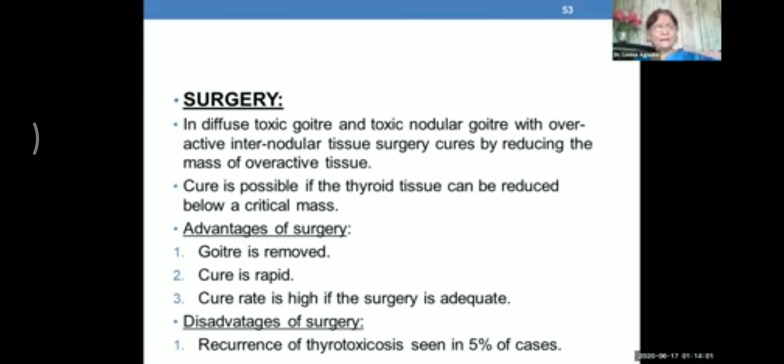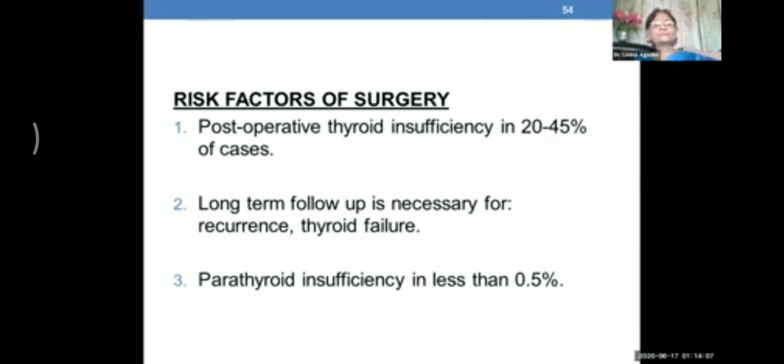Disadvantages of the surgery are recurrence of the thyrotoxicosis is seen in 5% of the cases. What are the risk factors of the surgery? One is post-operative thyroid insufficiency is seen in 20 to 40% of the cases. Then long-term follow-up is necessary for recurrence and thyroid failure. In some patients, that is 0.5% of the patients, parathyroid insufficiency can be seen.